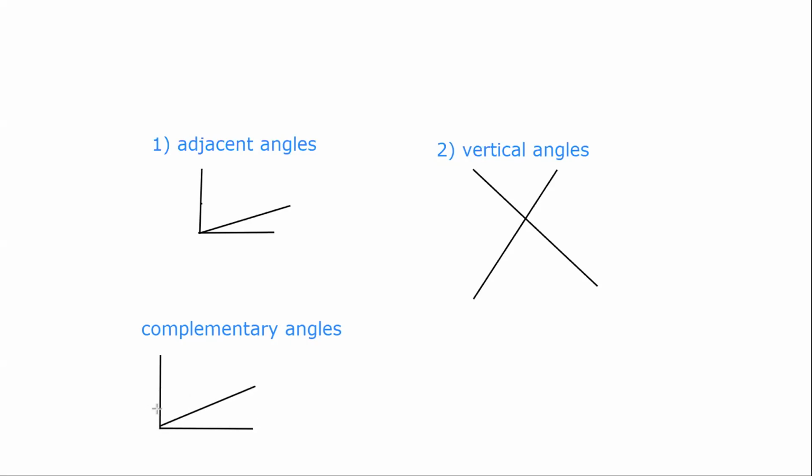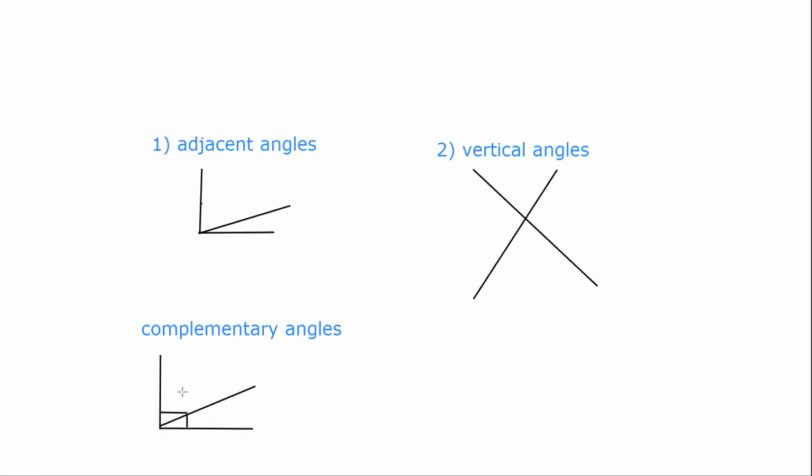As you can see, this angle is exactly 90 degrees. This angle is 90 degrees. These two angles together are called complementary angles. These two angles together are called complementary angles because if I add them together, they will be 90 degrees.